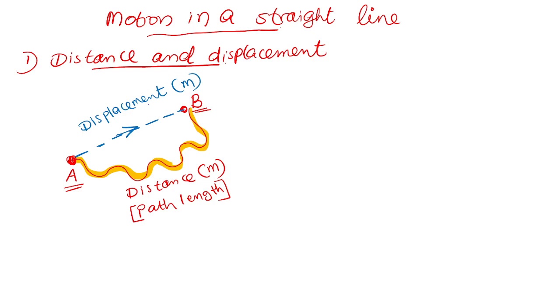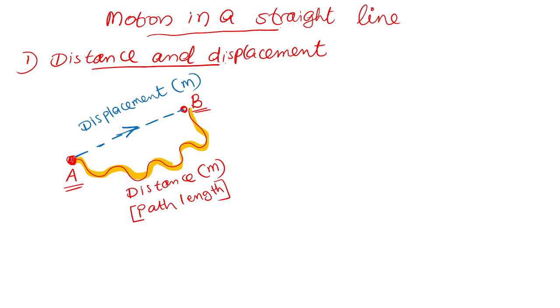The definition is not required. You have to understand the concept. Displacement is the shortest distance between the starting point and the final point. But the distance is the path length, or length of the path.